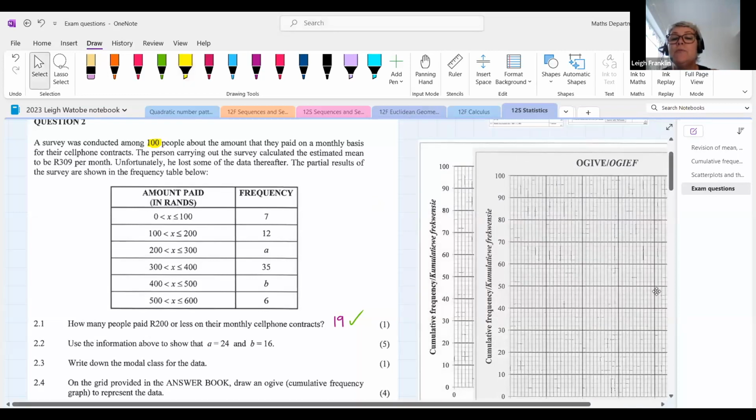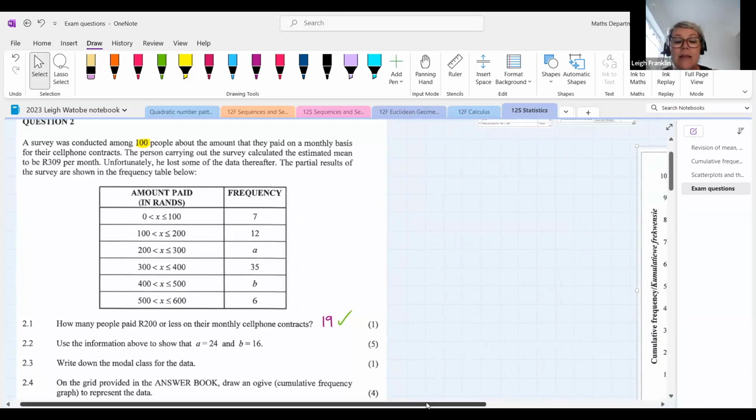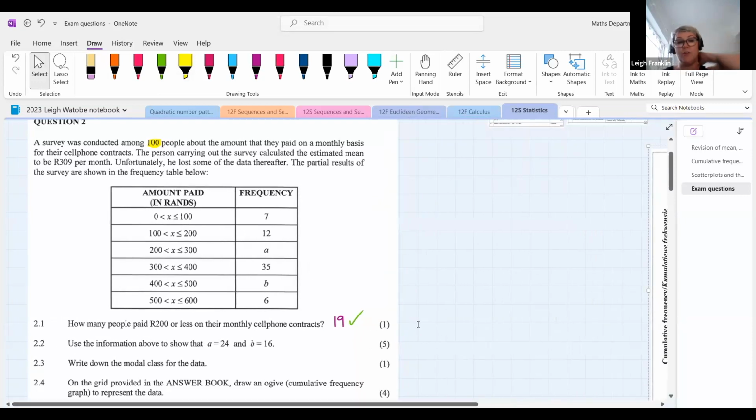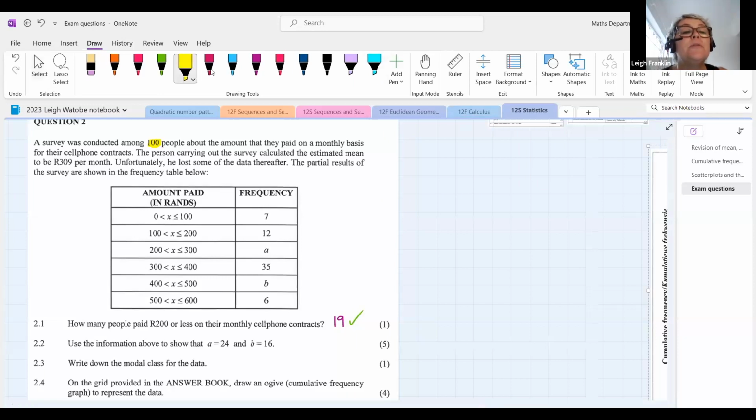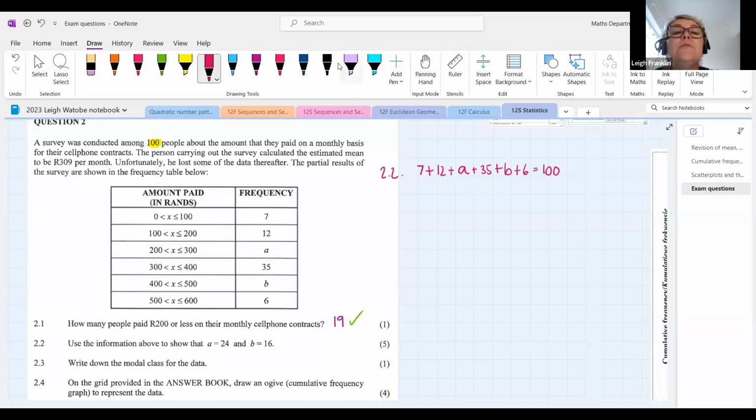So what I'm going to do is move this ogive over a little bit because we'll deal with that just now. And let's just talk about the first equation that we can make. So well done, Amahle, for spotting that. Let's just get that on the page. We have a total number of people. So we get that from the frequency. So we can make an equation out of that. We can say that 7 plus 12 plus A plus 35 plus B plus 6 adds up to 100.